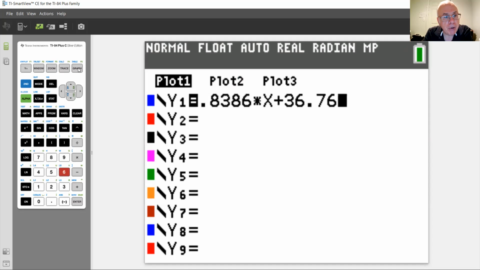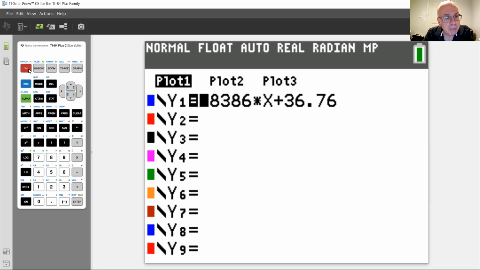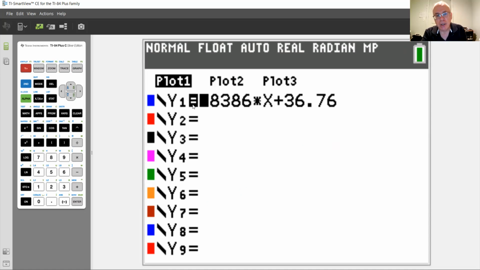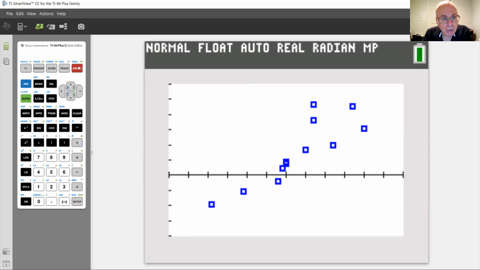Now, what's going to happen is if you hit the graph button, look what happens. You get your scatter plot. And oops, looks like it didn't work. I don't know why it didn't work. So I'm going to go back to Y equal to. Oh, I see the problem. Notice that the equal sign is highlighted here. So if I hit the enter key, let's see what happens. I believe that when it's highlighted, it doesn't display as a graph. So now it's not highlighted because I hit my enter key, and let's see if that works.